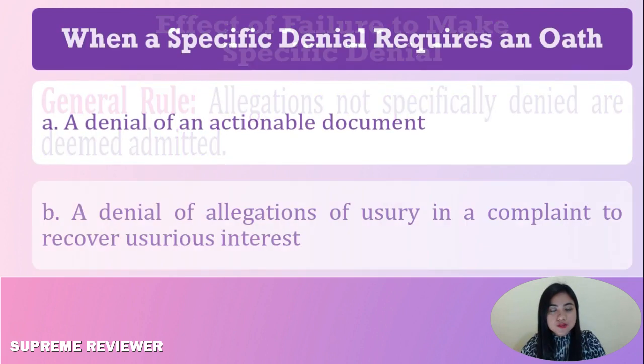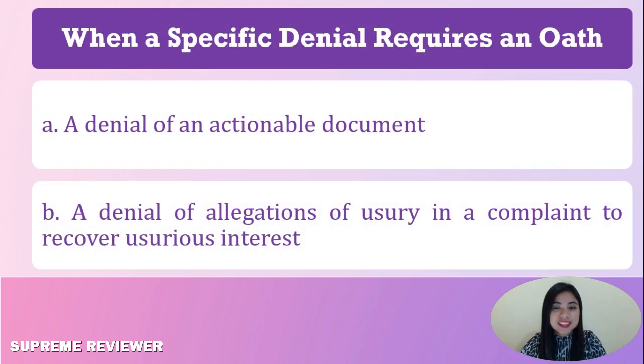When does a specific denial require an oath? A specific denial requires an oath if it is a denial of an actionable document, or it is a denial of allegations of usury in a complaint to recover usurious interest. Okay? Allegations of usury in a complaint to recover usurious interest are deemed admitted if not denied under oath.